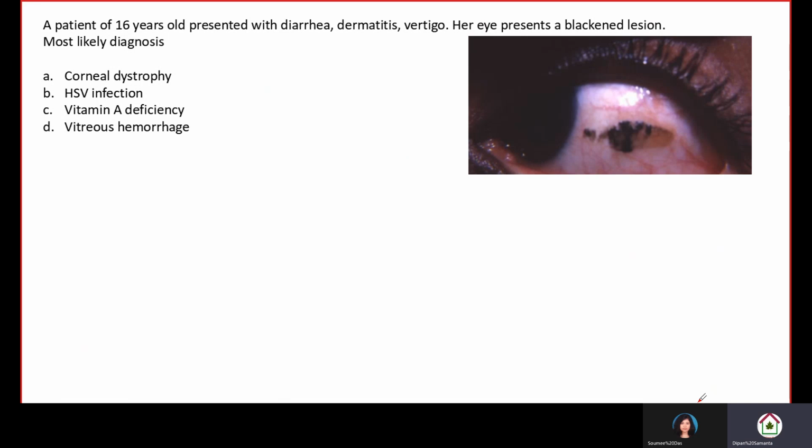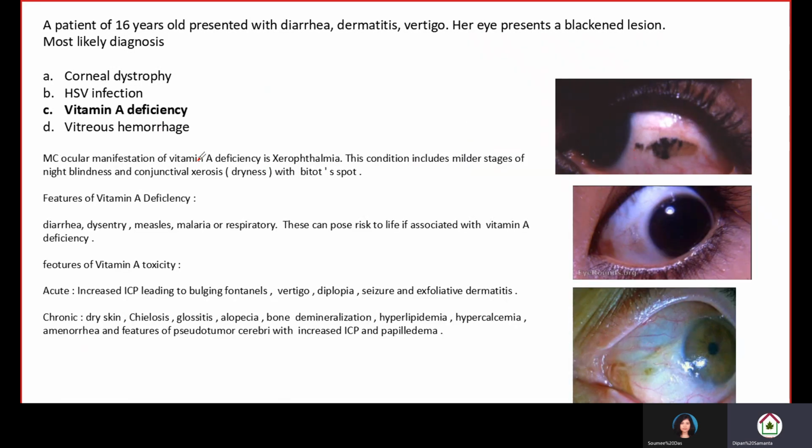Next question, very important question. A patient of 16 years old presented with diarrhea, dermatitis, vertigo. Her eye presents a blackened lesion, and the blackened lesion is here. Most likely diagnosis: corneal dystrophy, HSV infection, vitamin A deficiency, vitreous hemorrhage? The answer will be vitamin A deficiency.